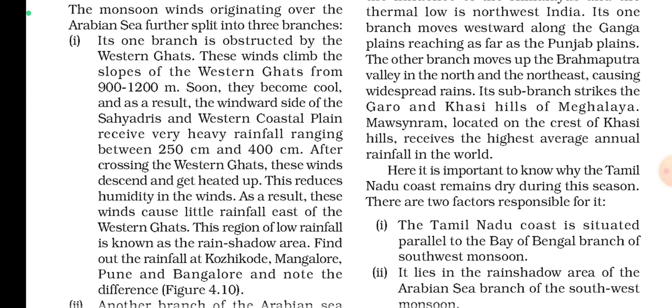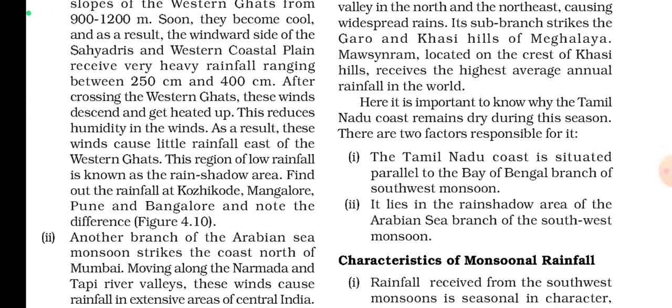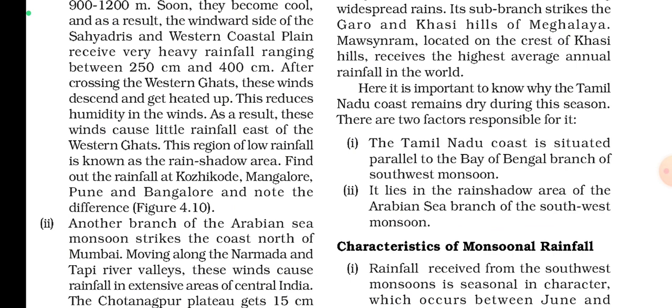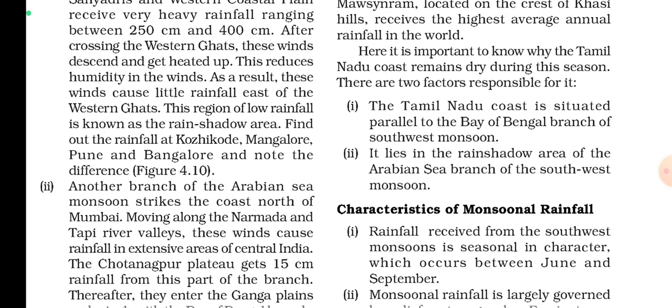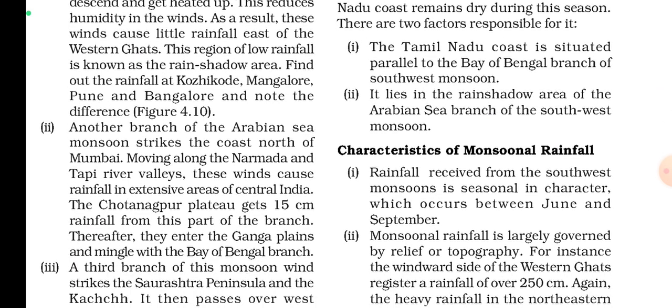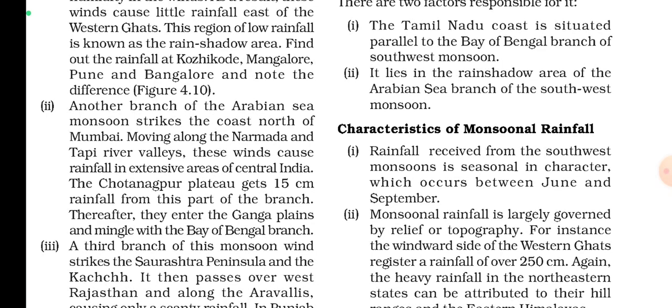Soon they become cool, and as a result, the windward side of the Sahyadris and western coastal plain receive very heavy rainfall ranging between 250 and 400 centimeters. After crossing the Western Ghats, these winds descend and get heated up. This reduces humidity in the winds. As a result, these winds cause little rainfall east of the Western Ghats. This region of low rainfall is known as the rain shadow area.